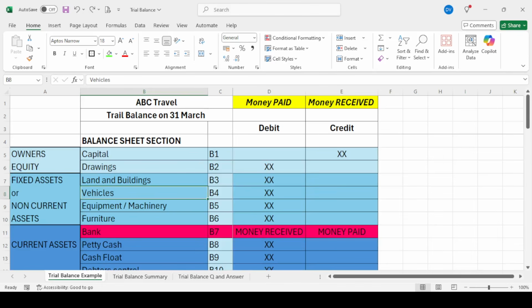I'm going to show you today how to do the trial balance. Okay, what I have on the screen right now is a correct completed trial balance.